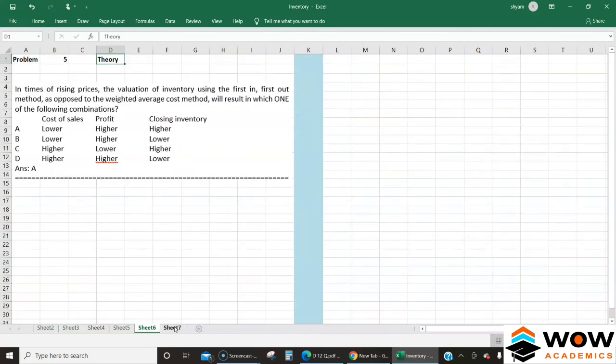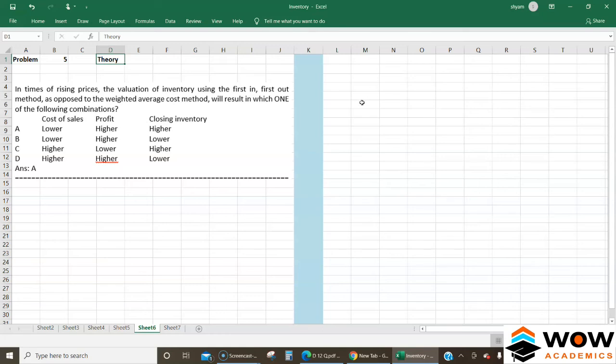So we have two theory questions. We'll answer that. In times of rising prices, the value of inventory using FIFO method as opposed to weighted average cost method will result in which one of the following combinations. Okay, so he's asking what would be the impact on cost of sales, profit, and closing inventory. Okay, so we'll put it like this.